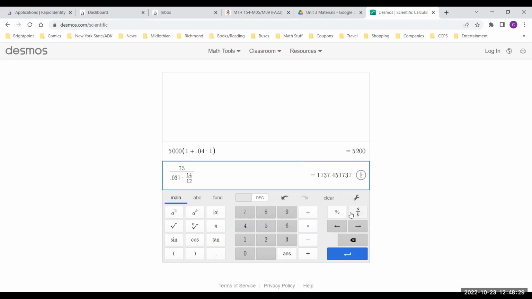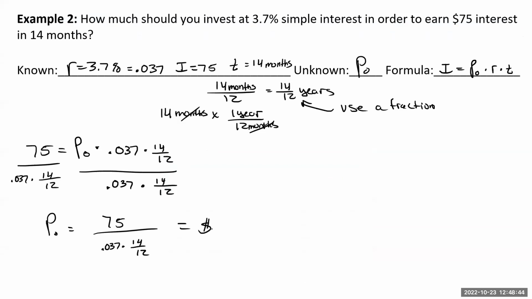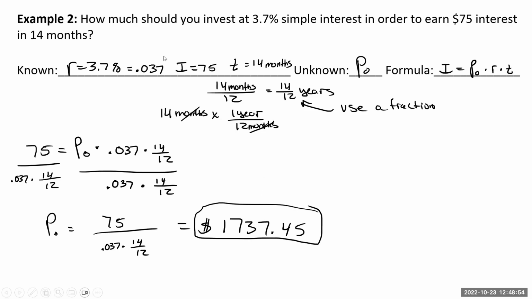We're going to round to 2 decimal places because that's how much we round to in money. So we have $1,737.45. All right, so that means, again, that we need to deposit now $1,737.45 in the account today. And when we come back in 14 months, we're going to have earned $75 in interest.